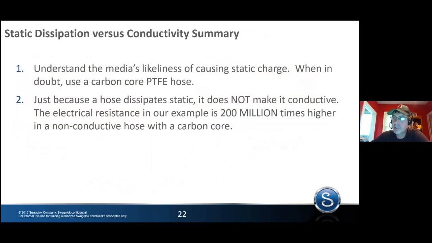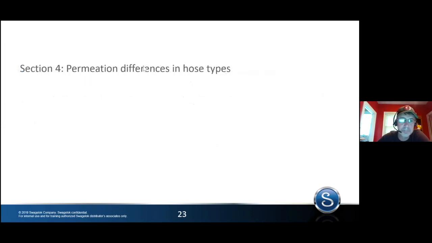If you're concerned about conductivity, a carbon core does not make a hose conductive. It's got 80 million ohms of resistance. It's not conductive. So, again, always reach out to Swagelok hose advisors if you have questions on this. But we can offer a product that solves this issue.